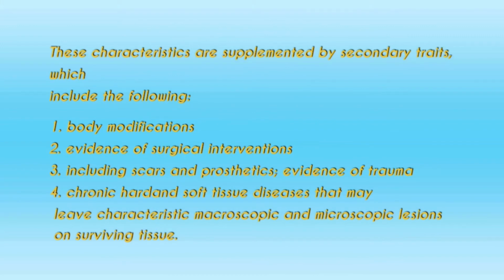These characteristics are supplemented by secondary traits which include the following. Number 1, body modifications. 2, evidence of surgical interventions, including scars and prosthetics. 3, evidence of trauma. 4, chronic hard and soft tissue diseases that may leave characteristic macroscopic and microscopic lesions on surviving tissue.